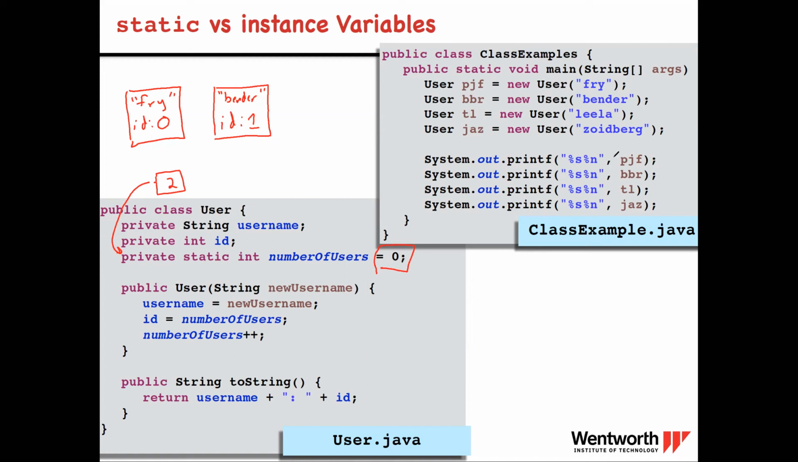Of course, if we printed out all of these, we would see the name Fry, ID 0, Bender, ID 1, and so on. So that's the idea of a static variable. It only exists in one place, independent of the objects, and any object can go and change it. That's what was happening in the constructor. We were changing that number of users to reflect, surprisingly enough, the number of users. Hopefully that makes sense with these static variables, and what you can do with them.